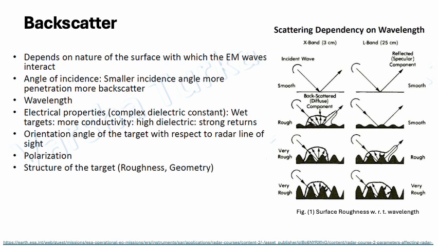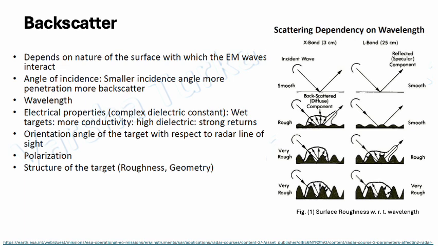Figure 1 shows the comparison of X and L band. L band has a longer wavelength than X band. A surface which appears smooth in L band will appear rough in X band due to the shorter wavelength. Backscatter also depends on the electrical properties of the target. If the wetness of the target is more, the conductivity will be more and hence the dielectric constant will be more, and therefore the backscatter will be more.